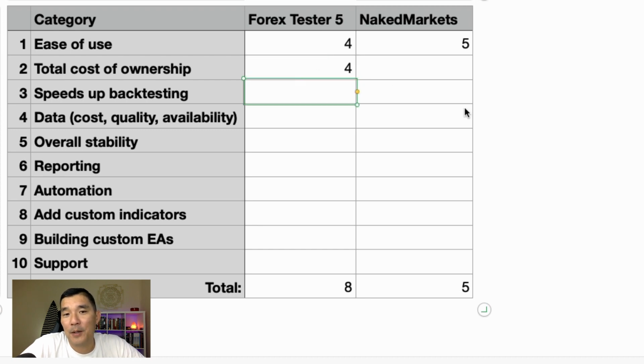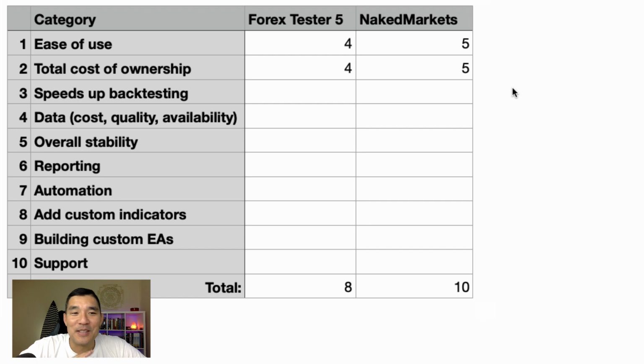I mean, it is still very reasonable compared to other solutions out there. It's a very low cost in my opinion. So it's not terrible, but that little data element is going to cost you extra. So for Naked Markets, it does have the data included. So for that reason, I'll give it a 5. And they have a lot of markets. They have futures, they have stocks, they have indexes, they have, what else do they have? Cryptocurrencies. So in terms of overall cost of ownership, Naked Markets is going to be less.